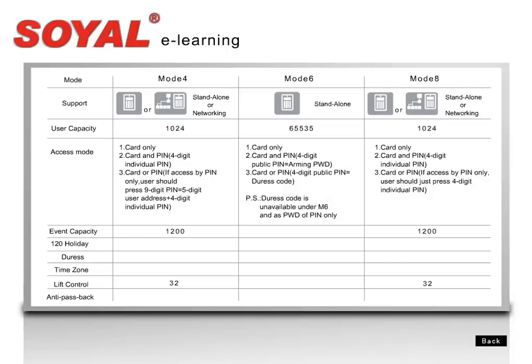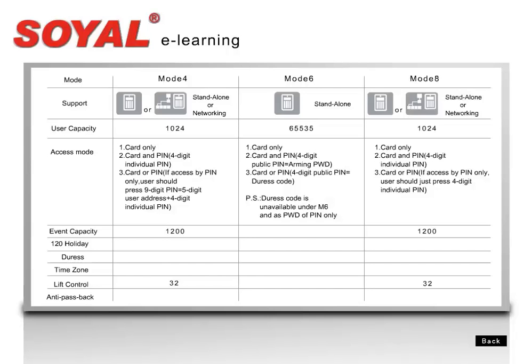M4 mode and M8 mode are very similar. Both of them could support standalone or networking mode, and their user capacity is 1024 people, which is lower than the M6 mode. The user capacity of M6 mode could reach 65,535 people. The difference between M4 and M8 is the access mode.